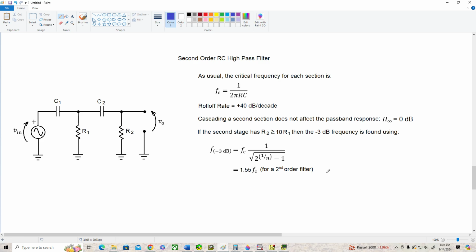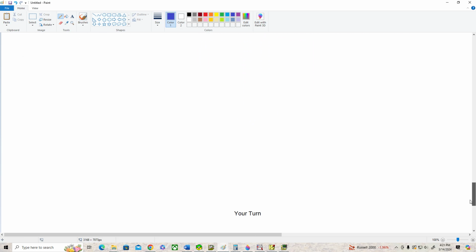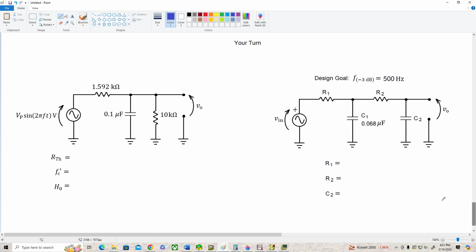Okay? Now, let's finish out by giving you guys a shot at this. Okay, so what we've got on the left-hand side is that first order low pass, but now we've got a load of 10 k ohms, and what I'd like you to do is find the Thevenin equivalent, the effective critical frequency, and the passband response. And then design this second order filter for a 3 dB frequency of 500 Hertz using C1 of 0.068 microfarads.